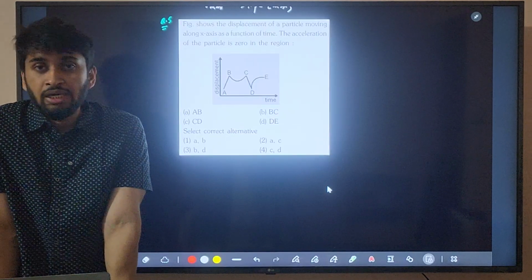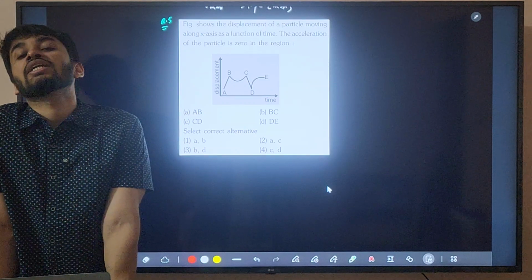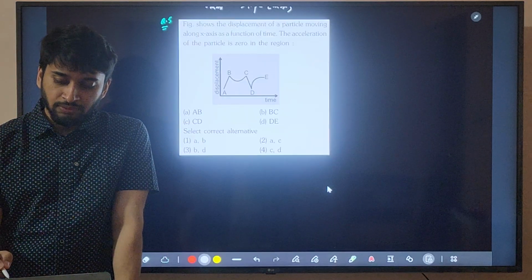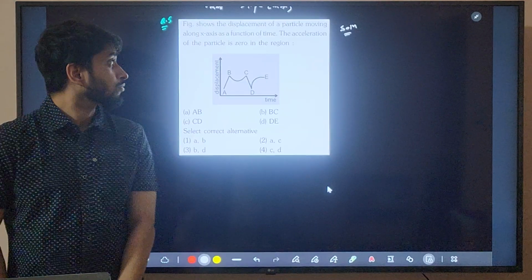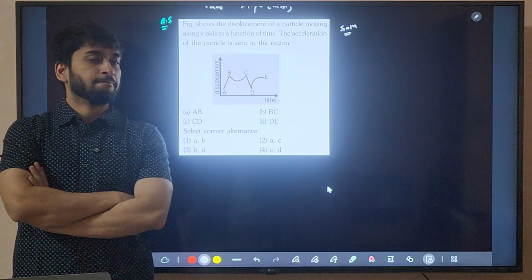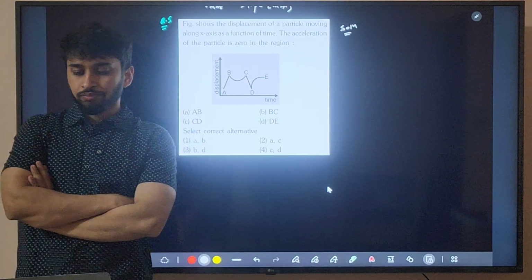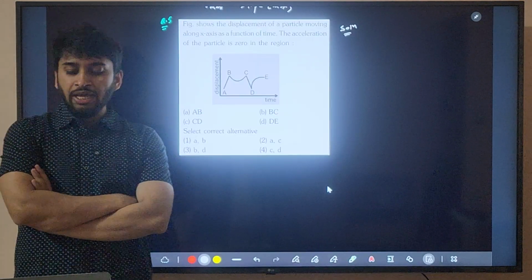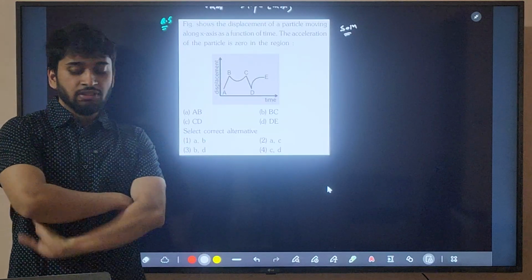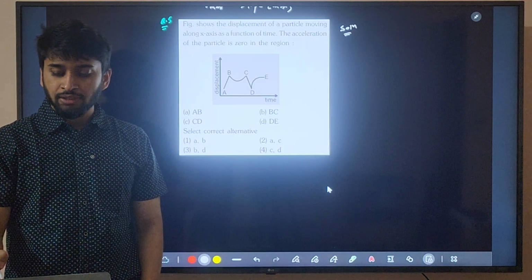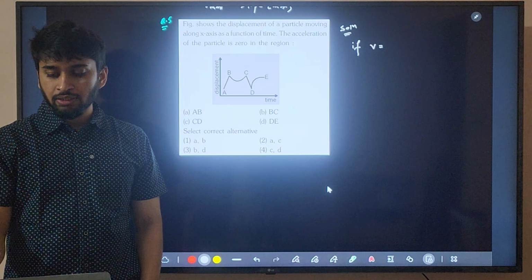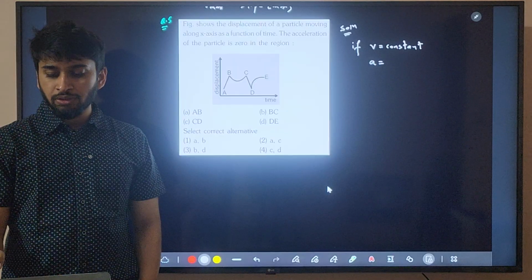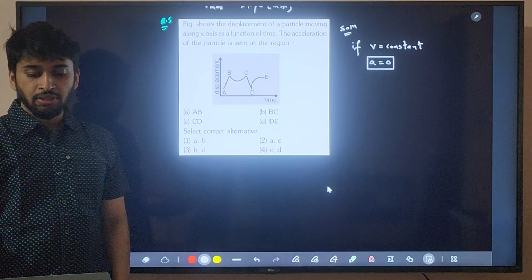The acceleration should be 0. In which region is the acceleration 0? Now again, this is a very interesting question. How do we solve this one? So see, acceleration is 0 when the velocity is constant, right? If velocity is constant, then the acceleration will be 0.